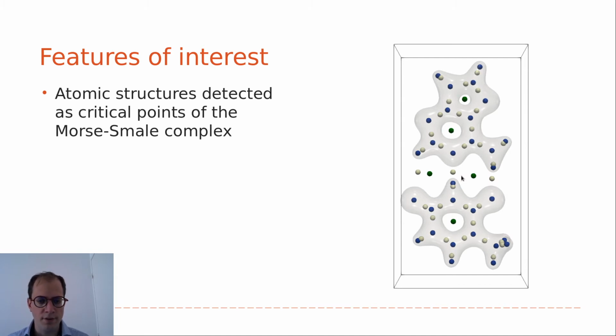Minima are atoms. 1-saddles are the midpoint or the barycenter of the atomic bonds, either the covalent bonds inside the isosurface or the hydrogen bonds outside of it. And 2-saddles represent the barycenter of the steric repulsion effect caused by those molecular cycles.